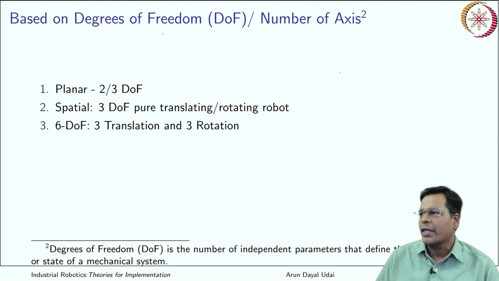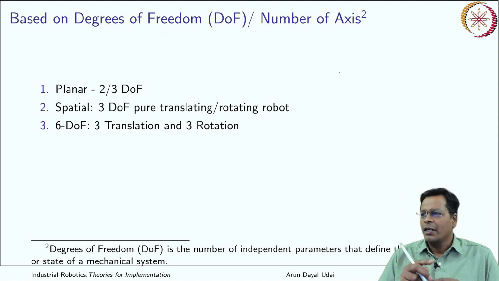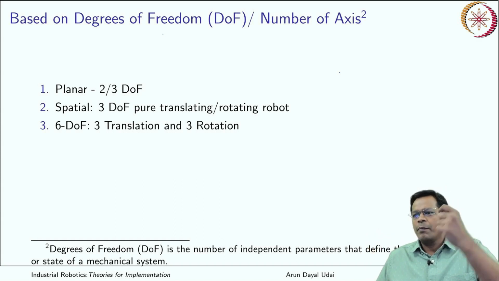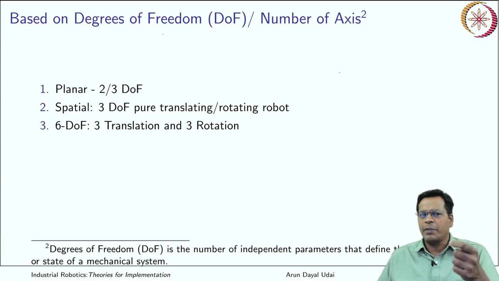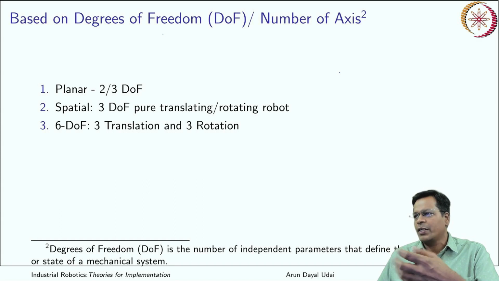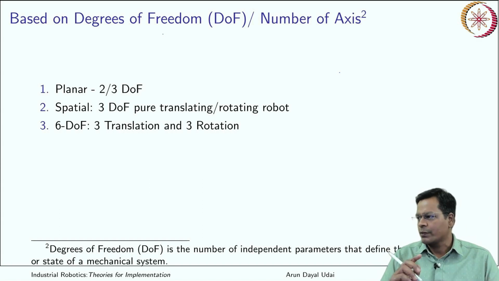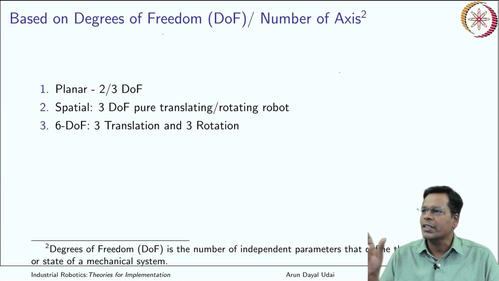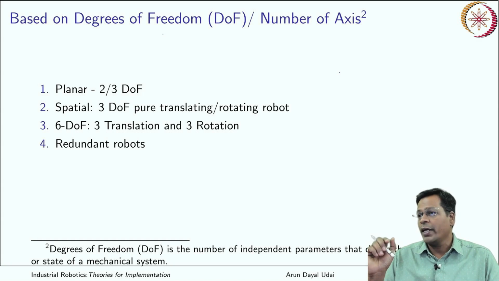6 degrees of freedom can be 3 translations. See, minimum 3 degrees of freedom is required to make your robot go anywhere in space, x, y, z. Okay, and then you need additional 3 degrees of freedom to orient your robot. You got it? So this is the requirement of having 6 degrees of freedom. And then you may have a redundant robot which can have more degrees of freedom.